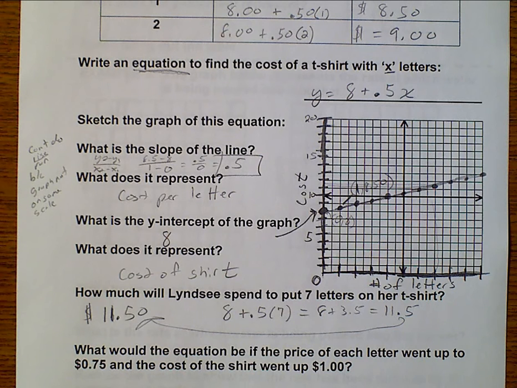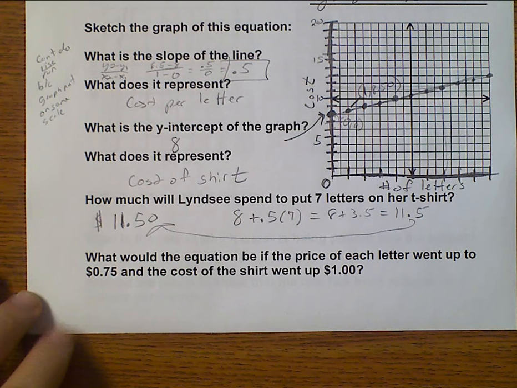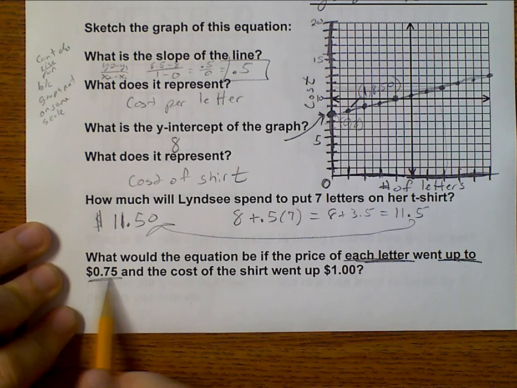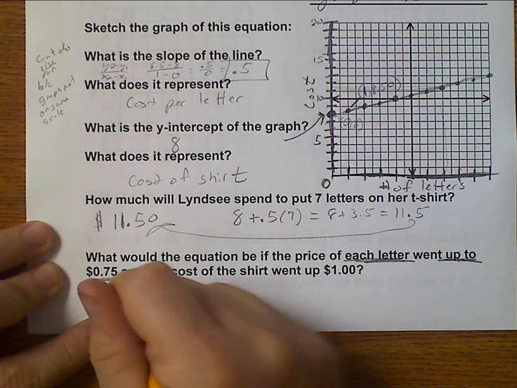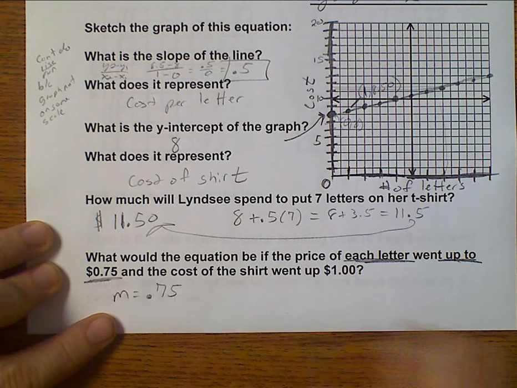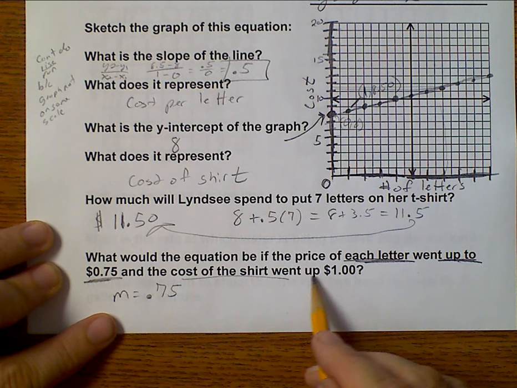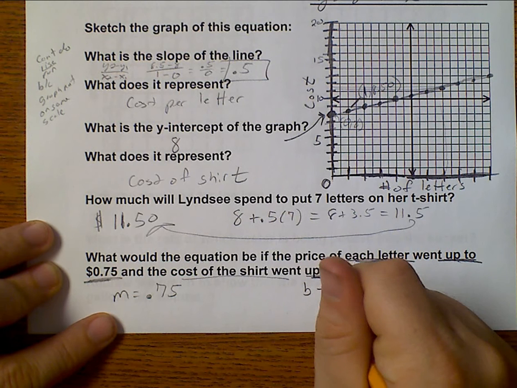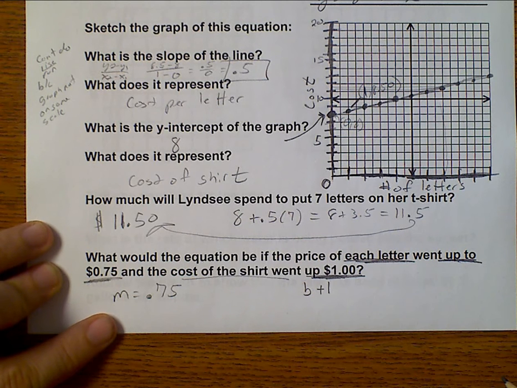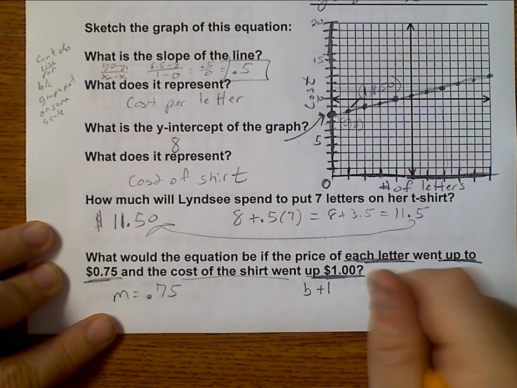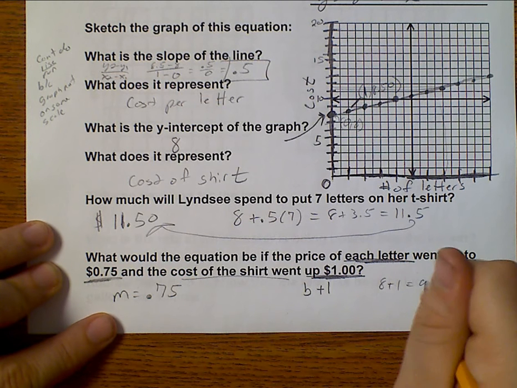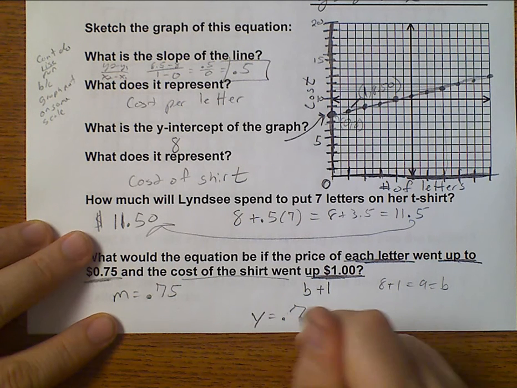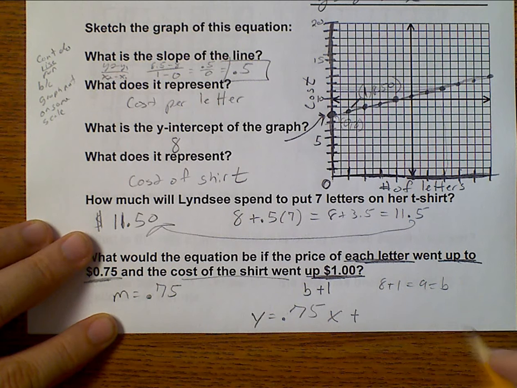Well, now let's take a look at this bottom question. It says, what would the equation be if the price of each letter went up to 0.75? So that means that my new m is 0.75. And the cost of the shirt went up $1. So that means that my y-intercept goes up 1. So that means 8 plus 1 equals 9. So that's my b. And so y equals 0.75x plus 9.